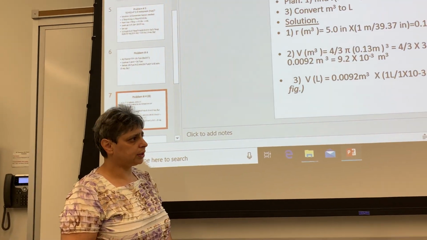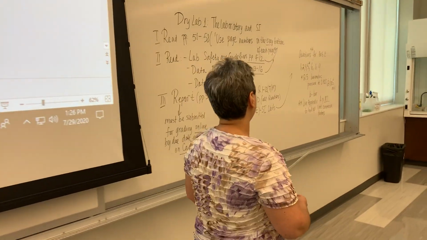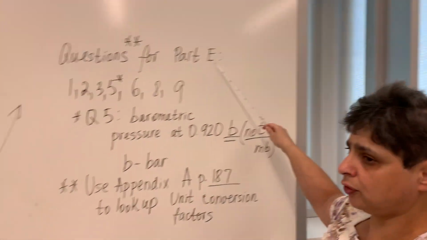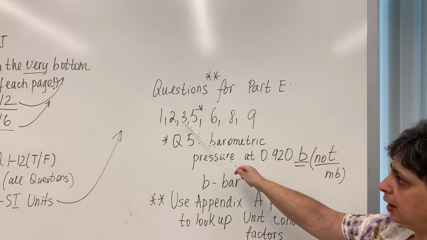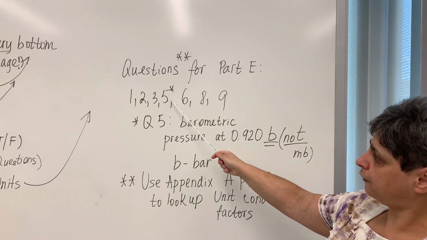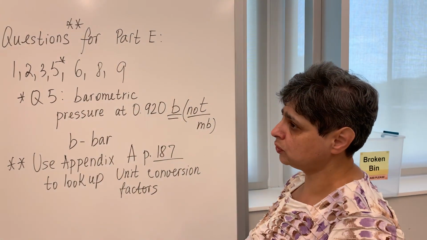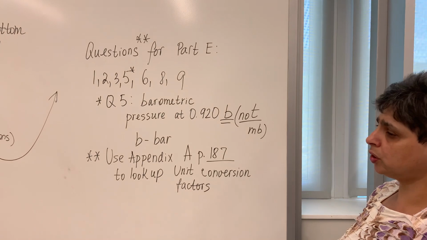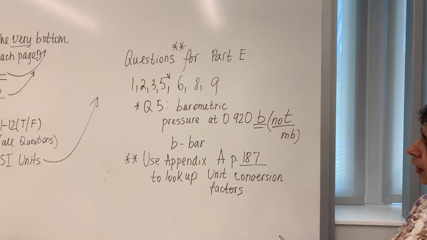Now to your report and to your assignment. We're going to come over here real quick. So the questions I'm assigning for part E include 1, 2, 3, 3 we already did. That's the one about teaspoons and tablespoons. 5, 6, 8, 9. You must show all work on all units, similar to how I showed in my presentation, showing all unit cancellation and proper rounding with significant figures.